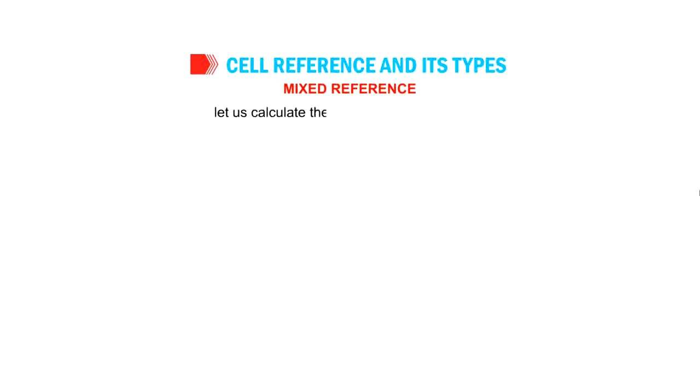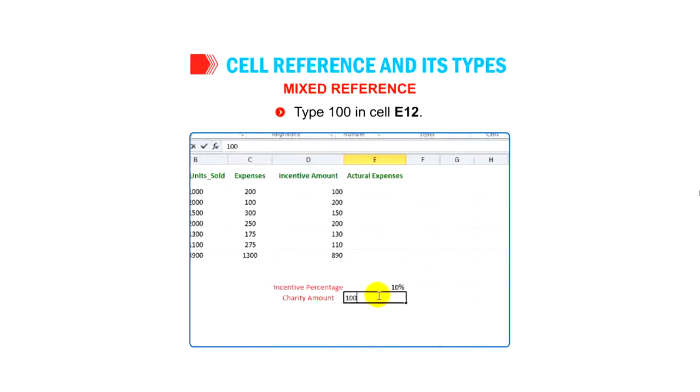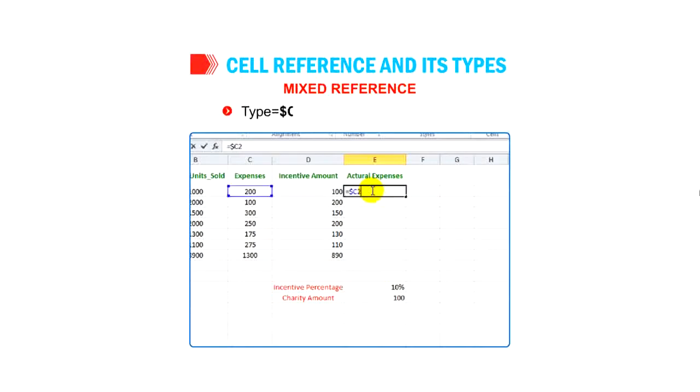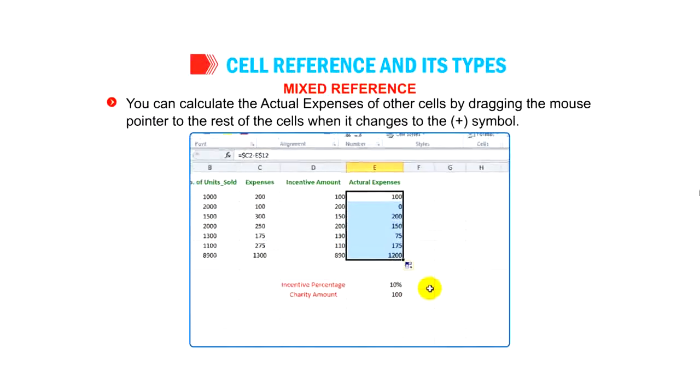Let us calculate the actual monthly expenses. Type 100 in cell E12. Click on the cell E2. Type =$C2-E$12. Press the Enter key. You can calculate the actual expenses of other cells by dragging the mouse pointer to the rest of the cells when it changes to the plus symbol.